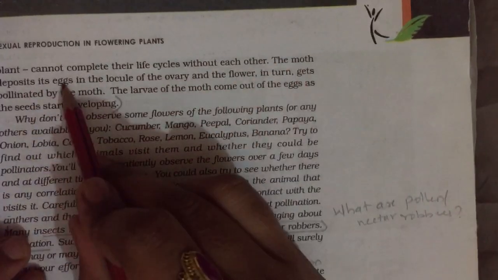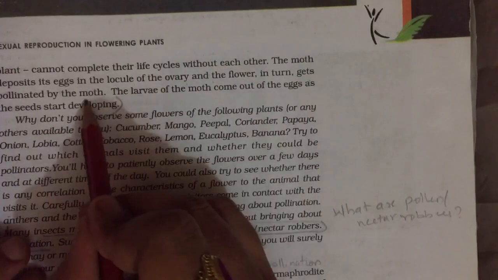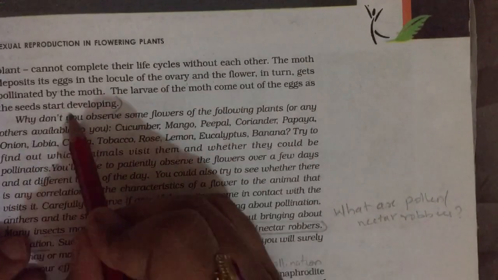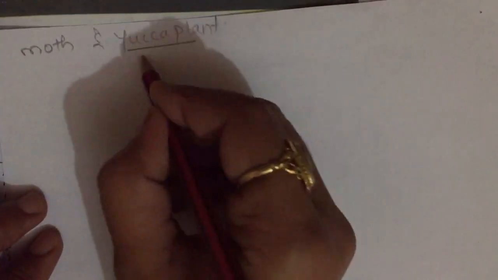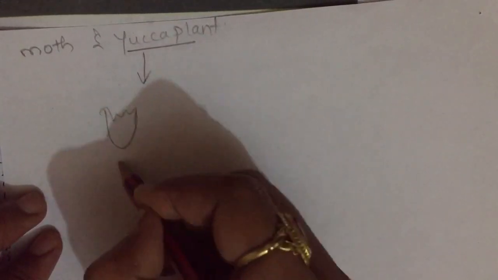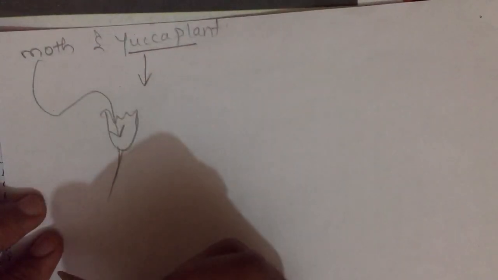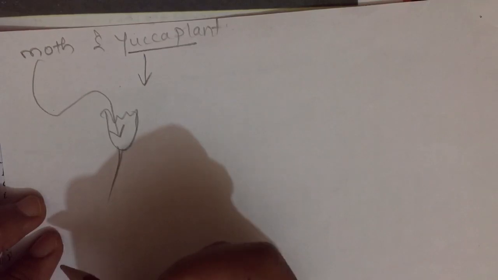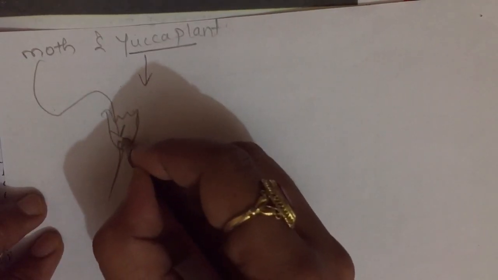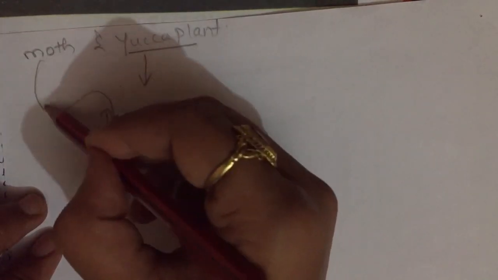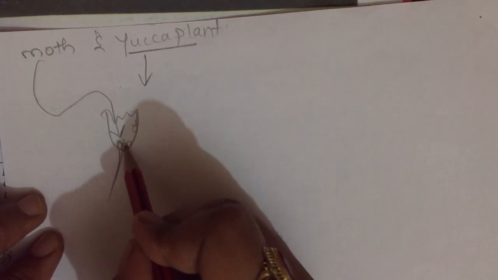The moth deposits its eggs in the locule of the ovary in the flower. In turn, the flower gets pollinated by the moth. The larvae of the moth come out of the eggs, and the seeds start developing. So the yucca plant will produce a flower, right? When it produces a flower, these moths will use the yucca plant as a safe place to protect their eggs. So in the locules of the ovary in the flower, this moth will start to lay eggs.